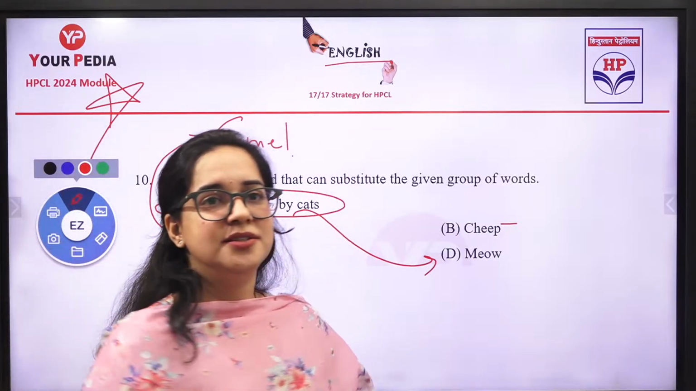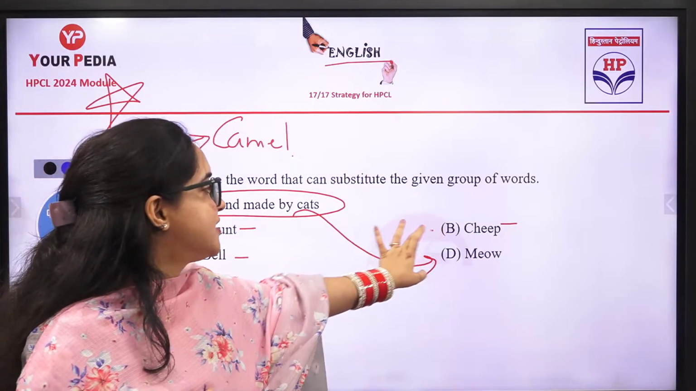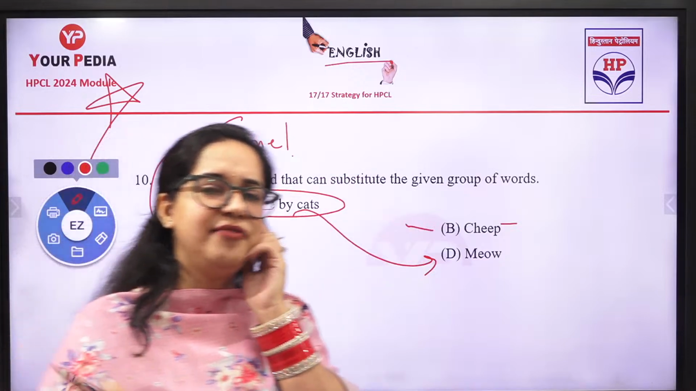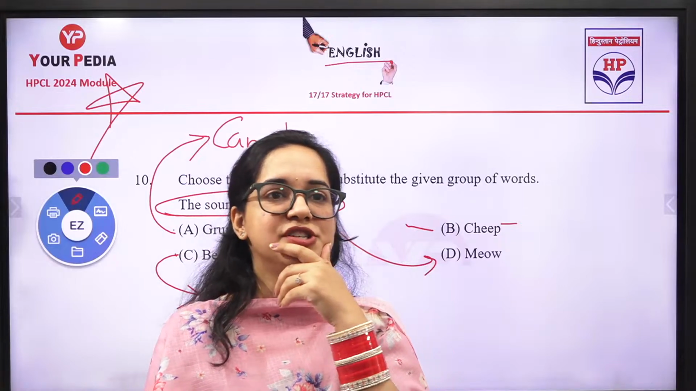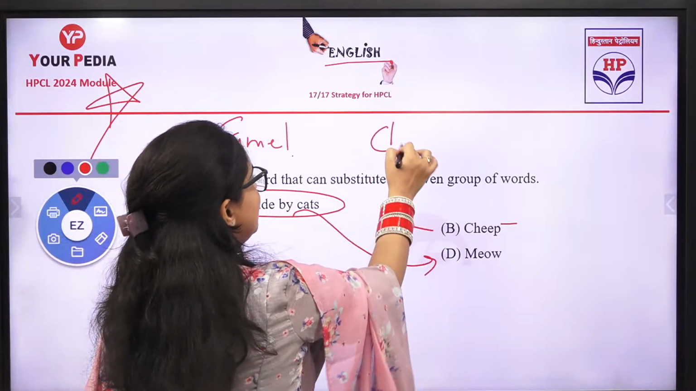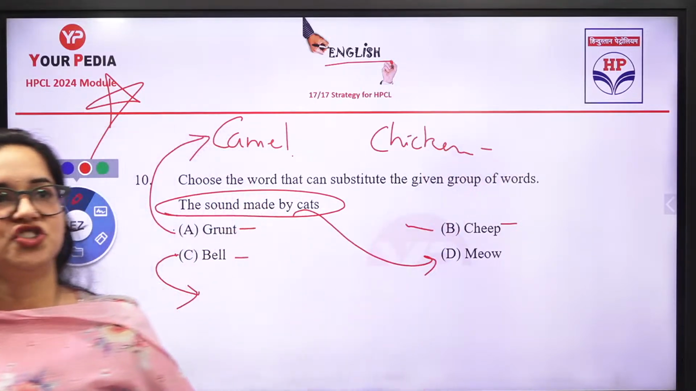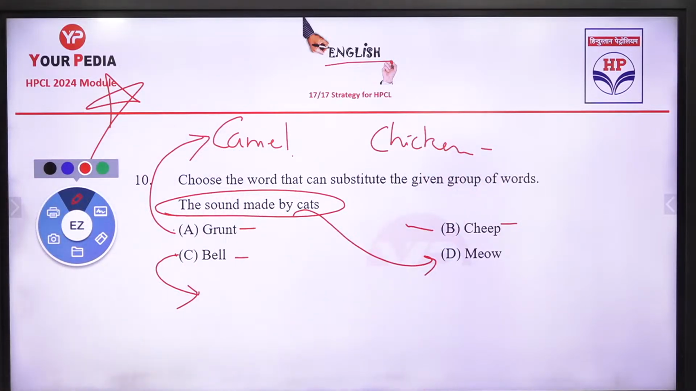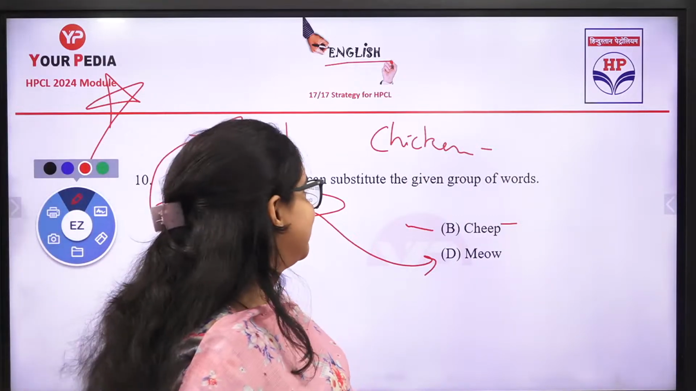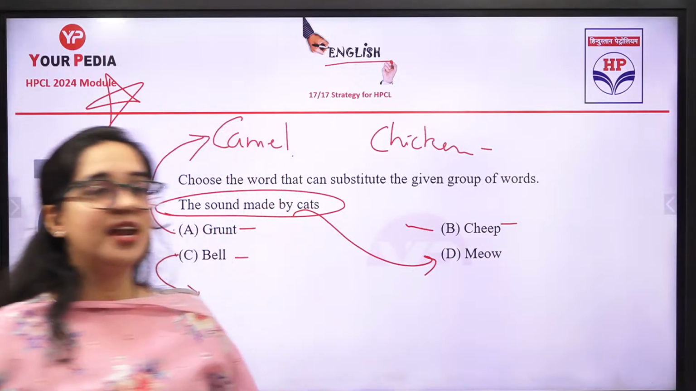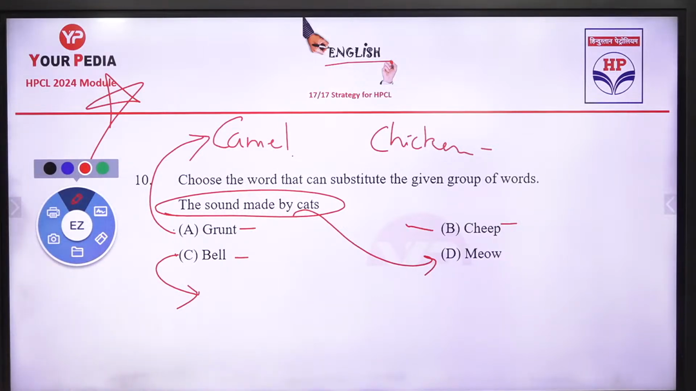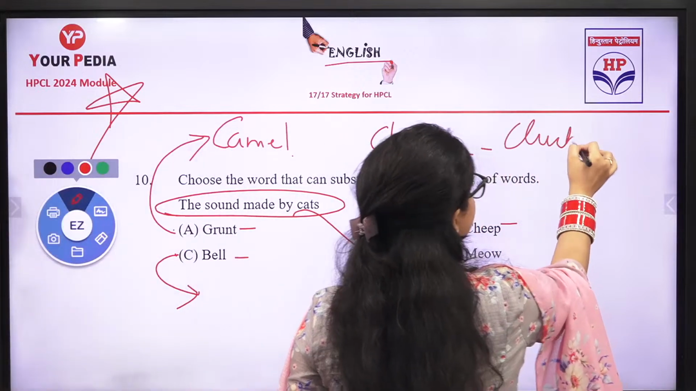No one knows. Any trial, hit or trial, or anyone who knows the sound of cheep? What is the sound which is made by chicken? Which is the sound which is made by chicken, guys? It's cluck. Okay. So see, there are sounds which are made by the animals. If I talk about the chicken, chicken does cluck cluck. So cluck cluck is a sound which is made by chicken.